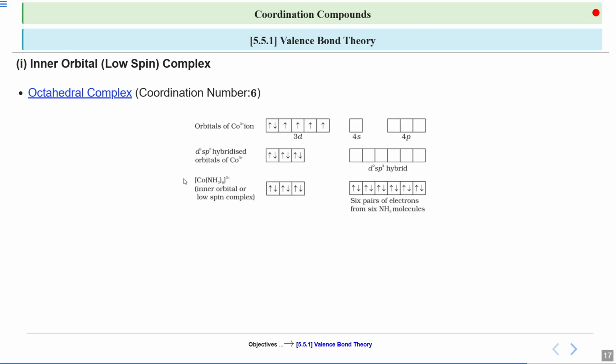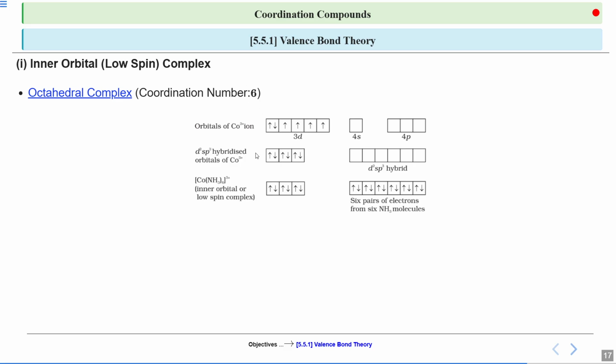This is the diagram showing the orbitals of the cobalt 3 positive ion. We are taking cobalt 3 positive as an example, where the 3d orbital has 6 electrons, in which 2 are paired and the other 4 are unpaired, and the 4s and 4p orbitals are represented alongside for hybridization purposes. Now the coordination number is 6.